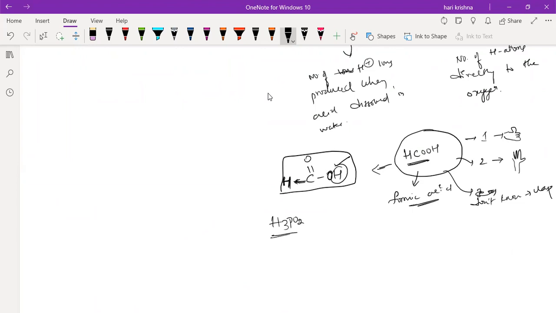H3PO2. Send me the answers directly in the chat box. How many replaceable hydrogen atoms are there in this? If you know how to draw the structure, it will be easy to identify. So, can you say some key things that help you draw the structure easily?